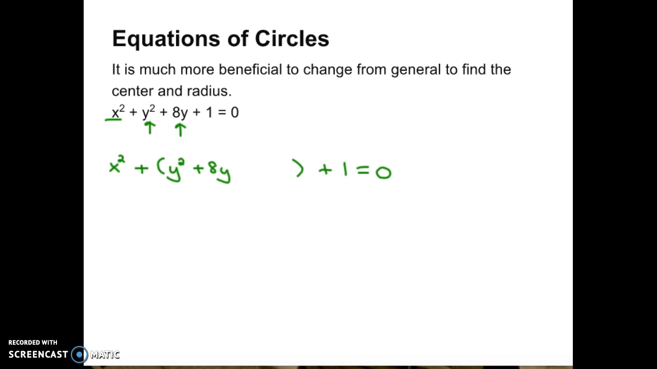In order to make this a perfect square, what you're going to do is take half of this middle number and square it.